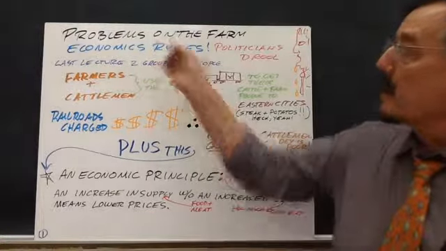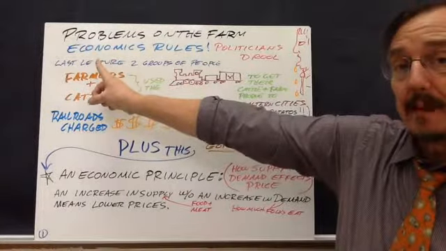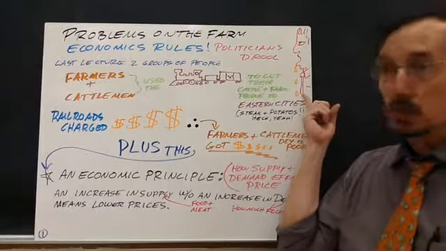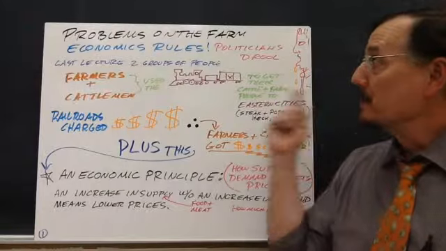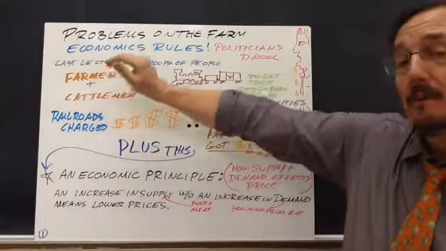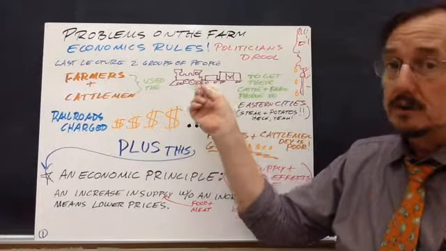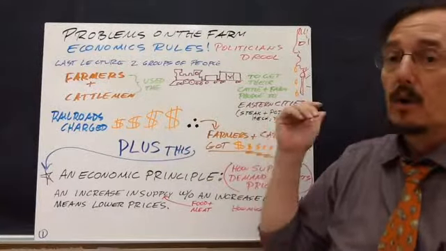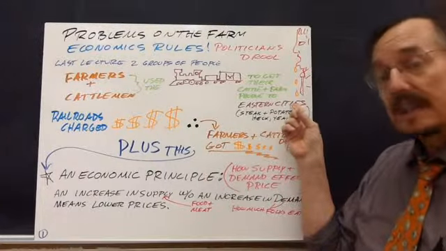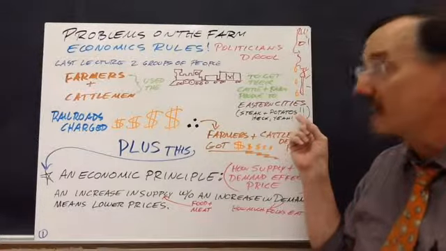Now, the problems on the farm settles down to one issue: economics. Because economics rules and politicians drool. Now, remember, two groups of people that were out there in the West, farmers and cattlemen. Both farmers and cattlemen had to use the railroads in order to transport whatever they grew or whatever they raised to get their cattle and farm produce to the eastern cities. Steak and potatoes, heck yeah.